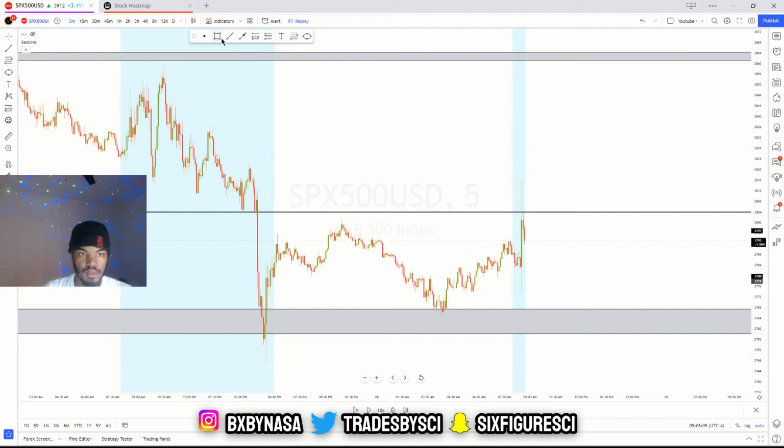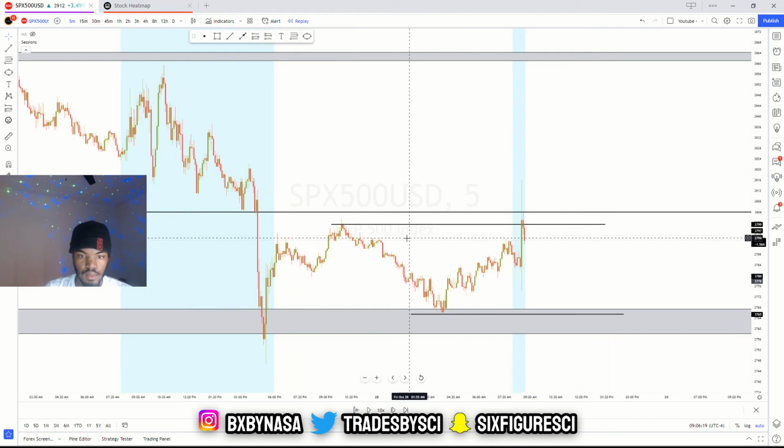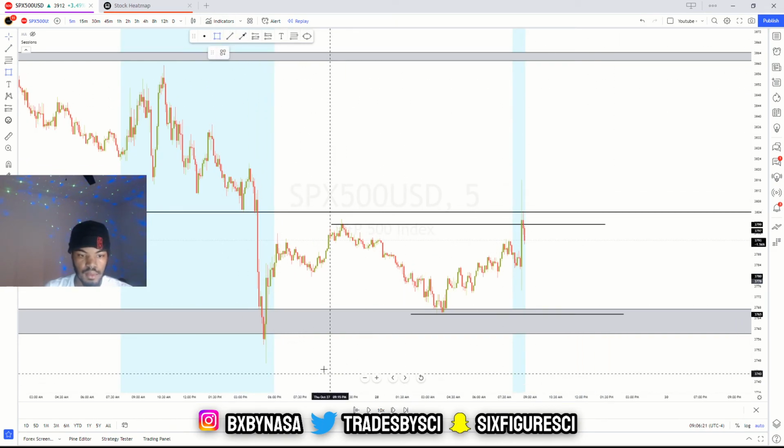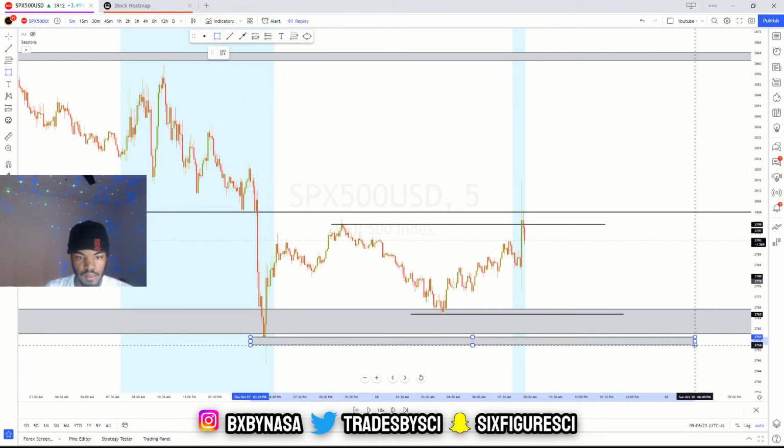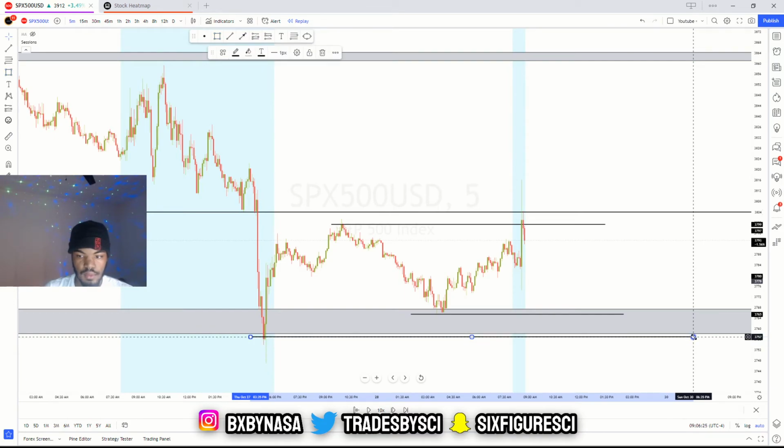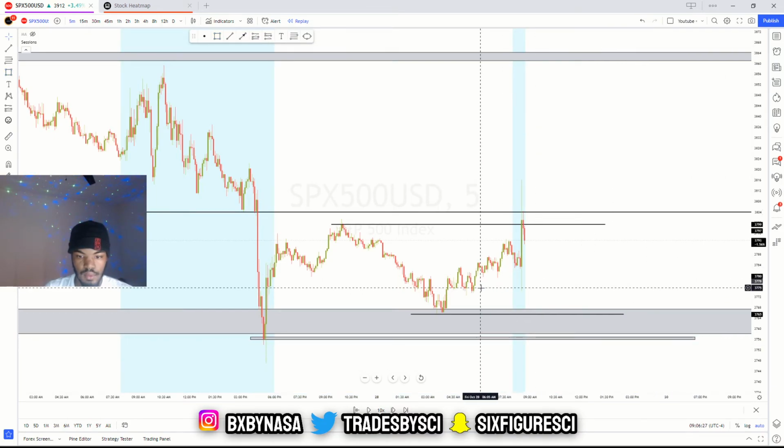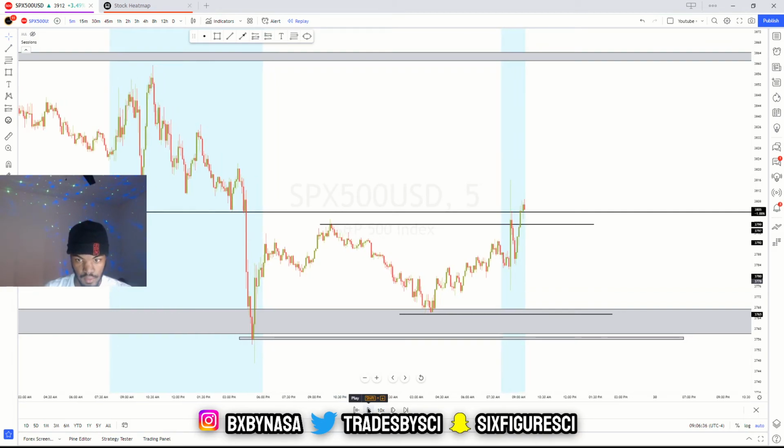Alright, so we're in session now. We're gonna mark that price has a high here and price has lows here, and then price also has lows here. So we're gonna keep this in mind for this session, and we're gonna see what happens today during this session. So now we wait for price to give us some indication.